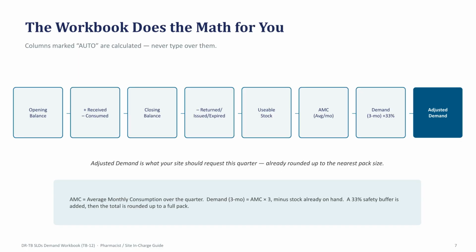The workbook simplifies your tasks by performing the math automatically. Based on your inputs, it calculates the adjusted demand, which represents the quantity your site should request, already rounded up to the nearest pack size.